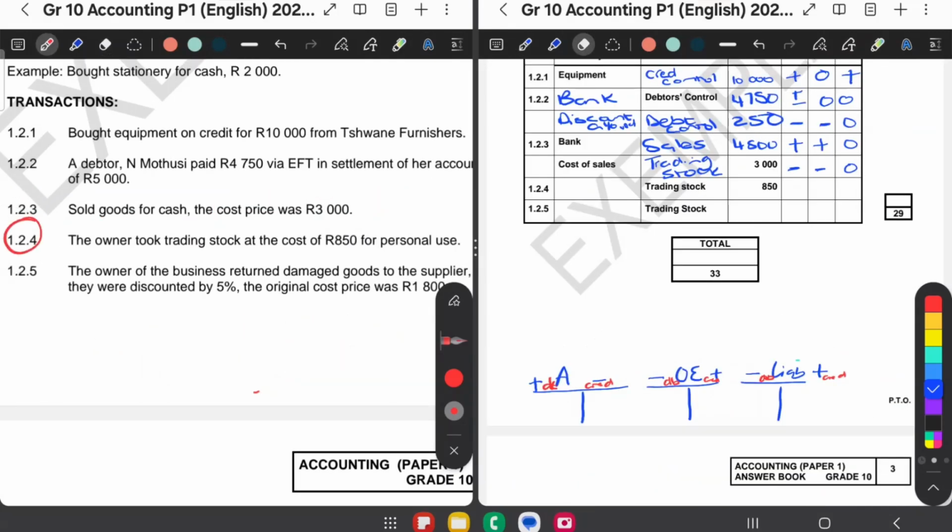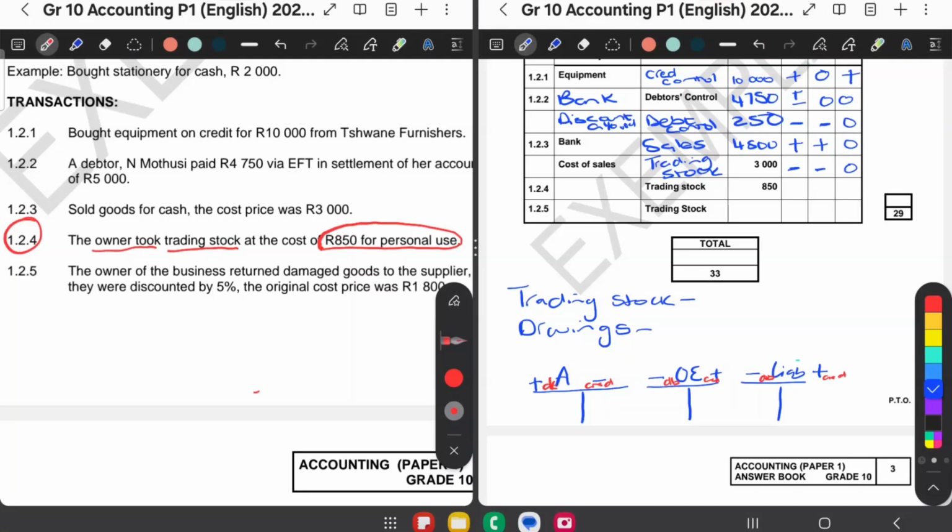1.2.4 says the owner took trading stock. So the owner took trading stock at the cost of 850 for personal use. Two accounts involved. Account number 1, trading stock. You can write any one of these down. It's either you start with trading stock or you start with drawings, eh? Okay, so the owner took goods for personal use. Those are my two accounts.